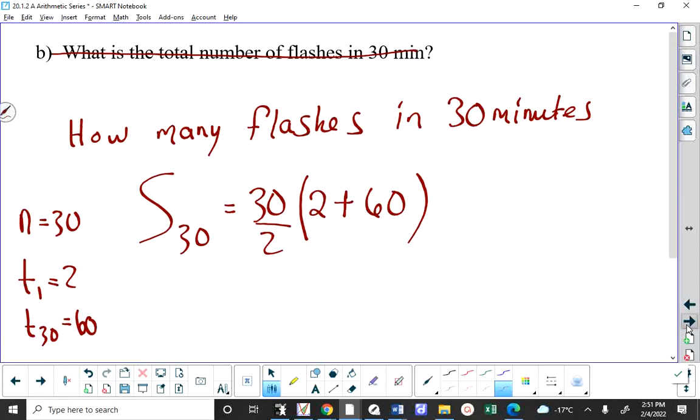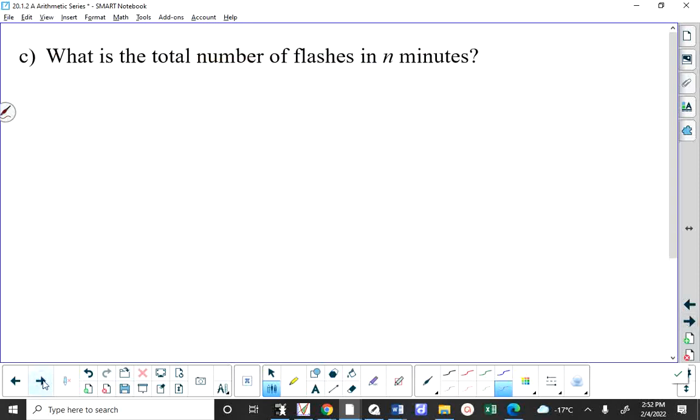I want to say 930. This is going to work out to 930 blinks or flashes in a total of 30 minutes. Any questions with B? I think there was a C.